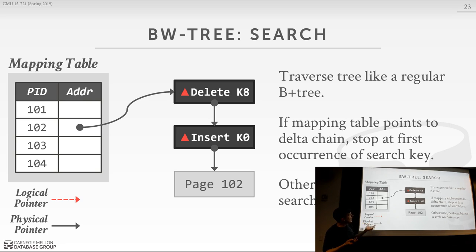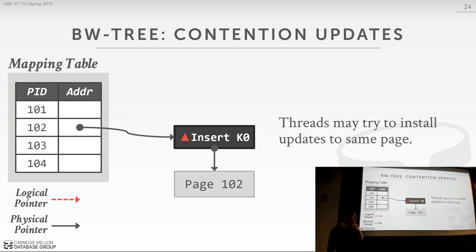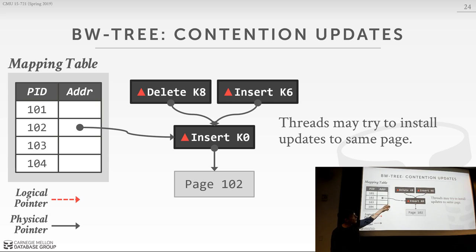What's really nice about this mapping table is that it's the ground truth of what the physical pointer is for a single page, so all I need to do is compare and swap on that, and that determines who actually gets to succeed and install updates. Say I go back here and remove that delete, and I only have inserted key 0 in here. Now I have two threads. One wants to install key 8, another wants to install key 6. They both do the compare and swap on this location. Only one of them will succeed.